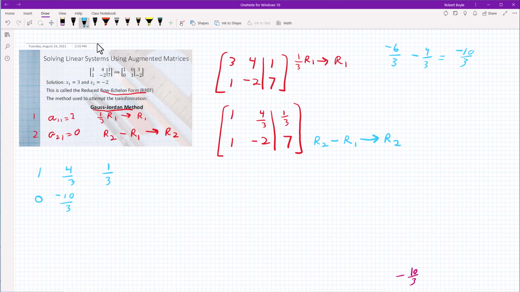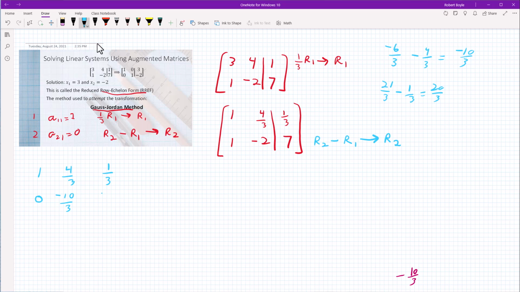And then finally, we are going to take row 2, which is 7, subtract row 1 from it, and place it here. Well, 7 we can write as 21/3 minus 1/3. That will give us 20/3.